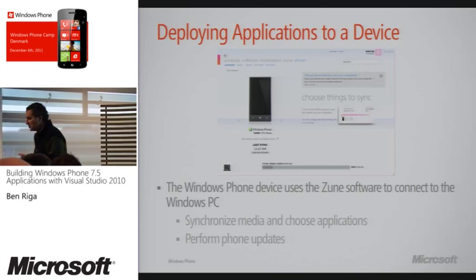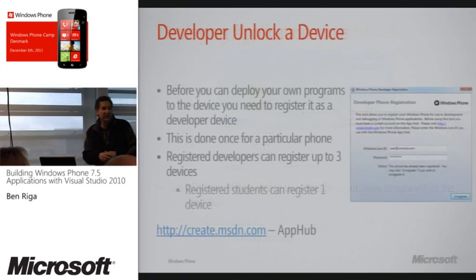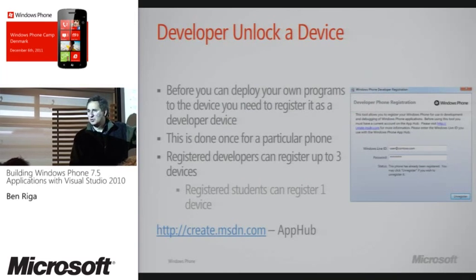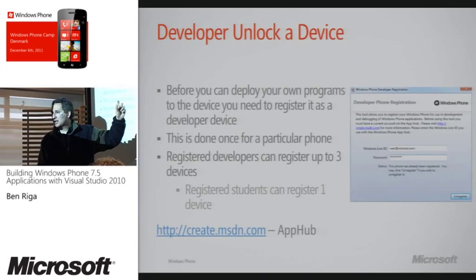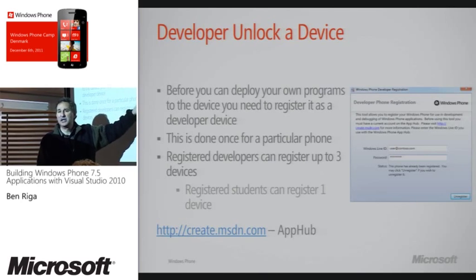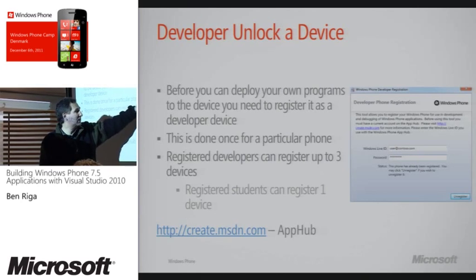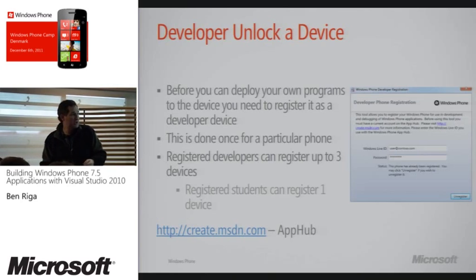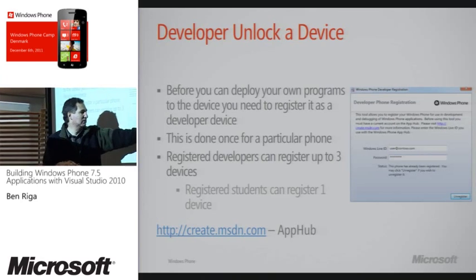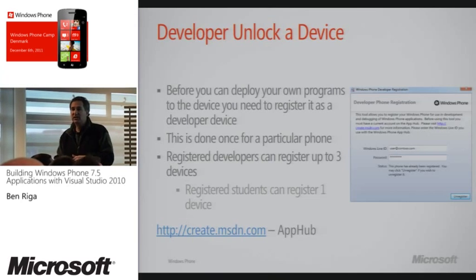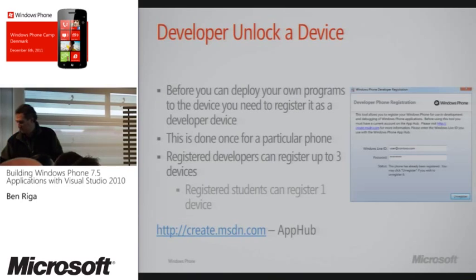Let's see. So we talked about unlocking a device. I didn't talk about how. Once you register on AppHub, you use a Windows Live ID to do that. And then as part of the Windows Phone developer tools, there is a tool, just a desktop app that you run, where you enter your Live ID and your password, you connect your device, and then you basically register your device, which is unlocking it. Click the register button, it connects to the device, it unlocks it, and tells you successfully unlocked. And as soon as it's done that, you can deploy.